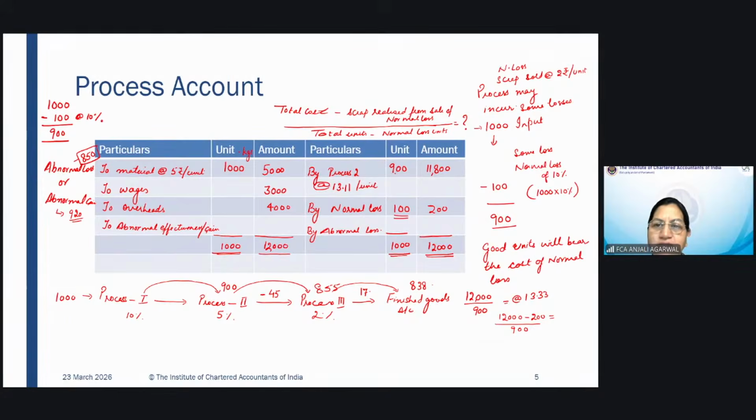generated. However, if this is not 900, if this is less than 900, there will be abnormal loss. And if it is anything more than 900, there would be abnormal gain. Abnormal loss will be on the credit side only, whereas the abnormal gain would be debited to the process account. And if anything is recovered from normal loss, that amount should be credited in the account also. So if you look at this, from here we can prepare a normal loss account or abnormal loss account, or if there is an abnormal effectiveness, an abnormal gain account.